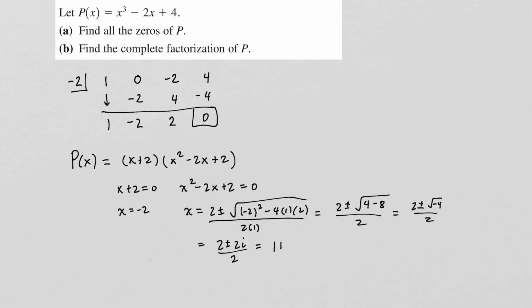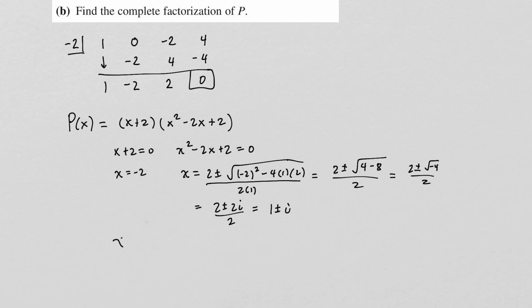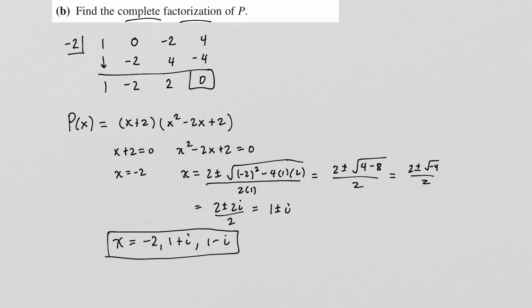And this is 1 plus or minus i. So for zeros, we have x equals negative 2, 1 plus i, and 1 minus i. Now for the complete factorization, this is where it gets a little bit tricky. But if we continue up here, we have x plus 2, and then x squared minus 2x plus 2 can be factored into x minus the quantity 1 plus i and x minus the quantity 1 minus i.